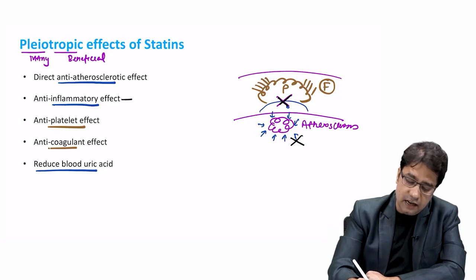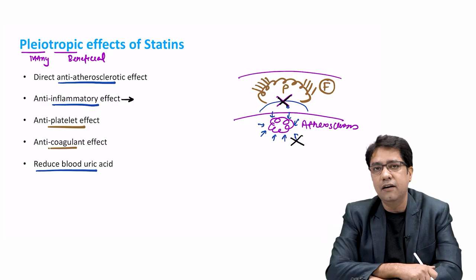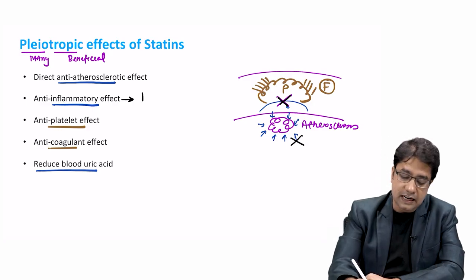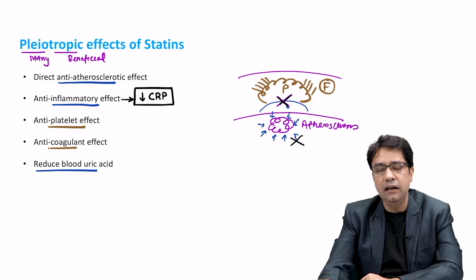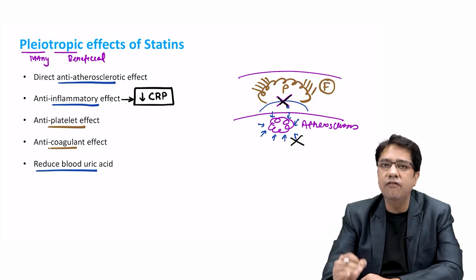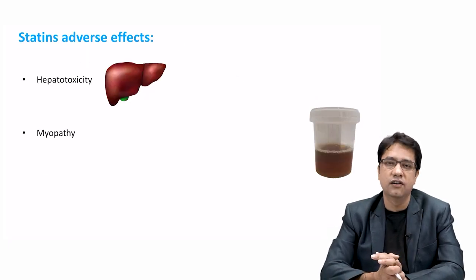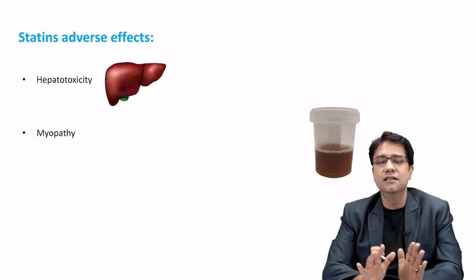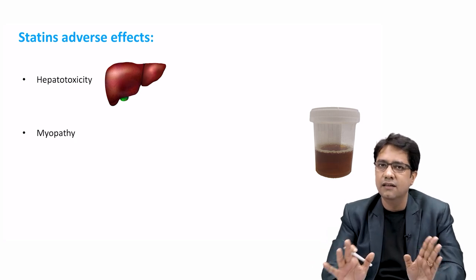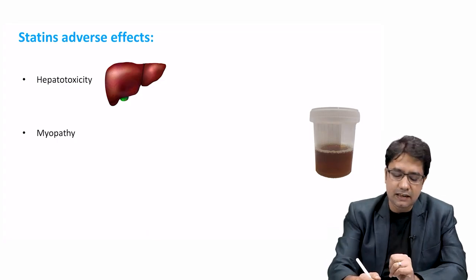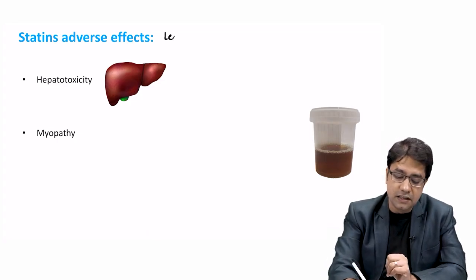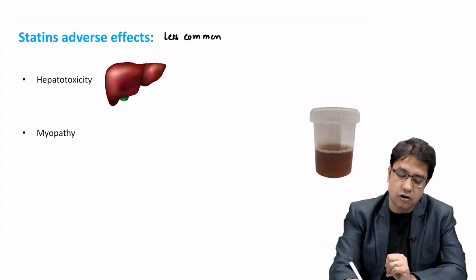So you can write how we check that they are reducing inflammation. It has been seen that statins reduce the level of CRP, C-reactive protein, which is a marker of inflammation. Now let's talk about what are the adverse effects of statins. Remember, statins are very safe drug. The side effects which are generally seen are very less common side effects.